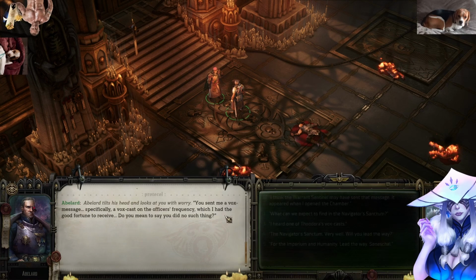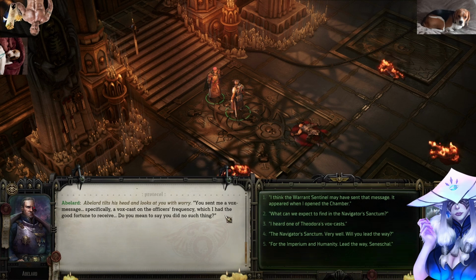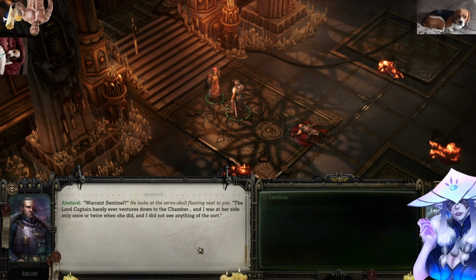How did you find me? You sent me a Vox message. Specifically, a Voxcast on the officer's frequency, which I had the good fortune to receive. You mean to say you did no such thing? I think the Warrant Center may have sent that message. It appeared when I opened the chamber. Warrant Sentinel?